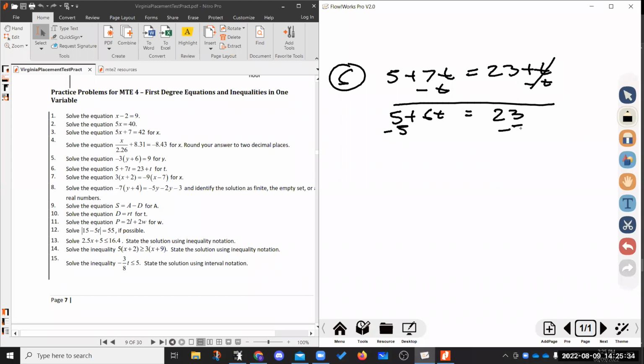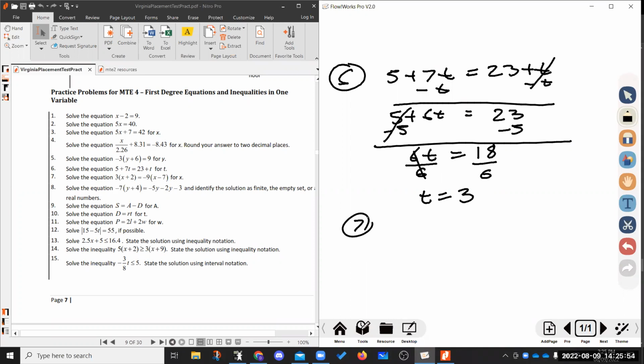Now I'm going to subtract 5 from both sides of my equation to leave the t's by themselves on the left-hand side and get all the numbers on the right-hand side. Now I'm going to isolate my variable by dividing by the coefficient. 18 divided by 6 is going to be 3.